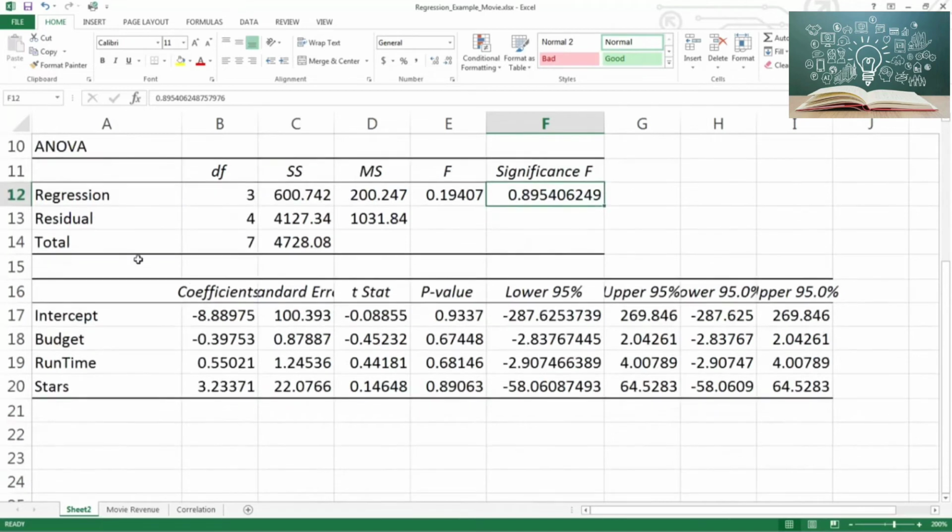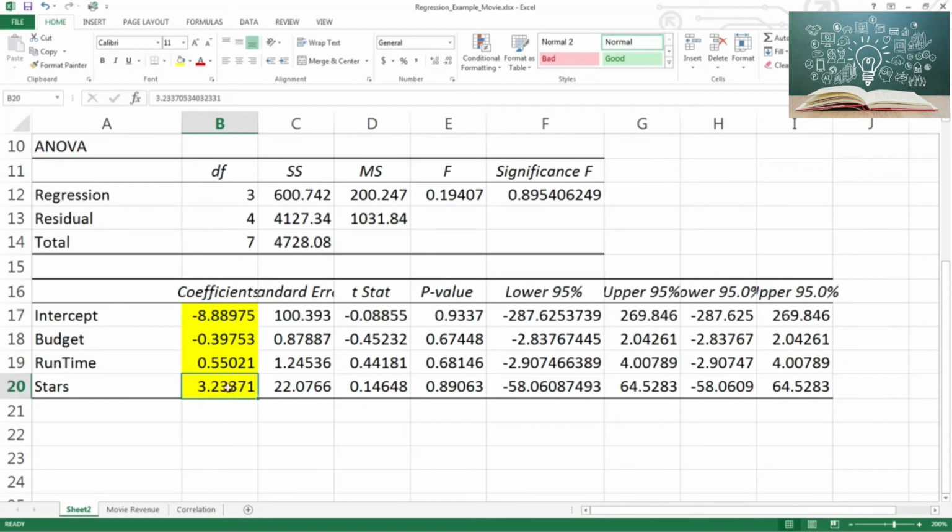Another item of value to us is the coefficients, which are the numbers that go into the equation of the line. You remember the linear equation of a line is just two items: the y-intercept, which is right there, and the slope of the variable. The slope for budget is negative 0.39. That means we have a negative relationship between budget and ticket sales. The runtime is positive: the longer the movie, the more tickets it sells, with a weight of 0.5 as the slope. And the stars is strongest, at 3.23.